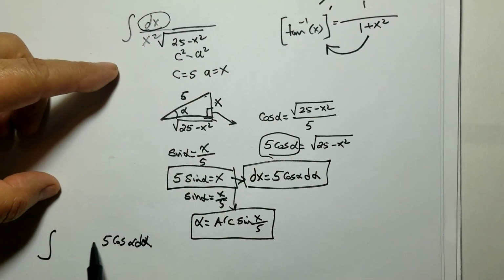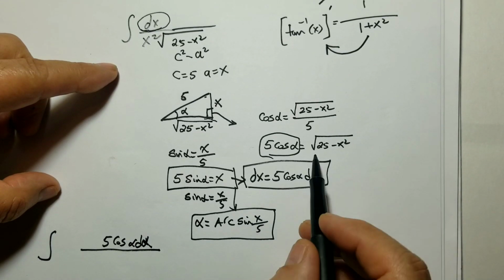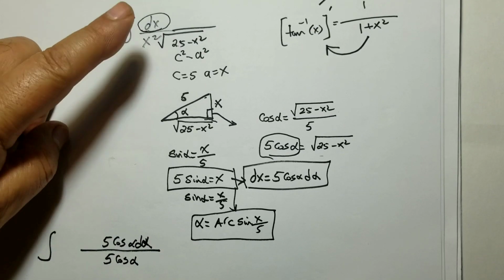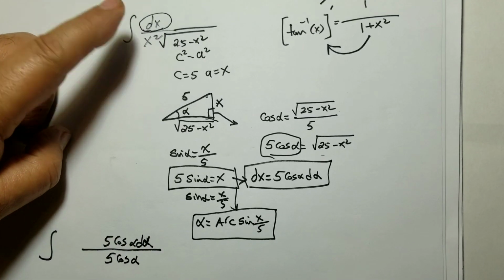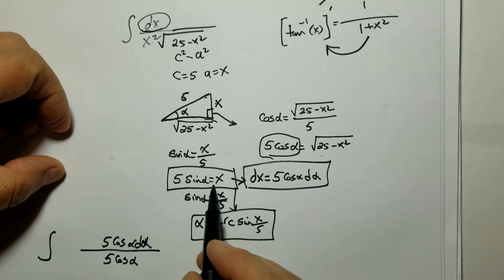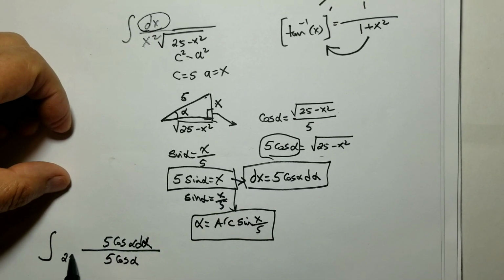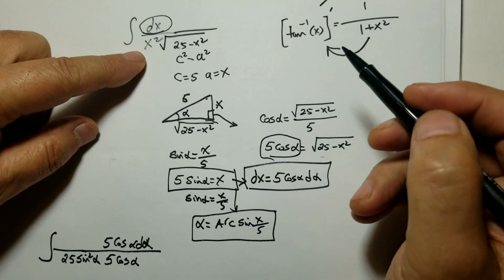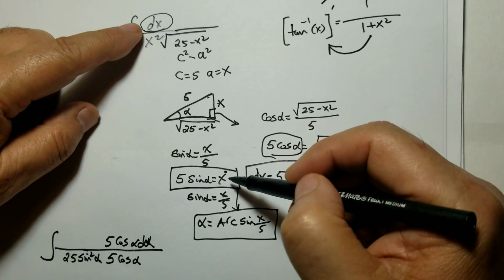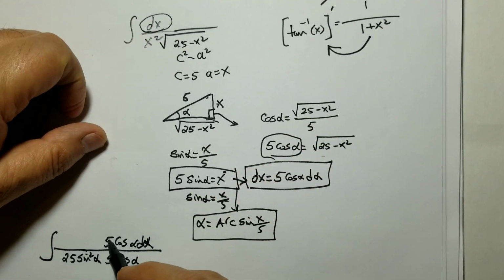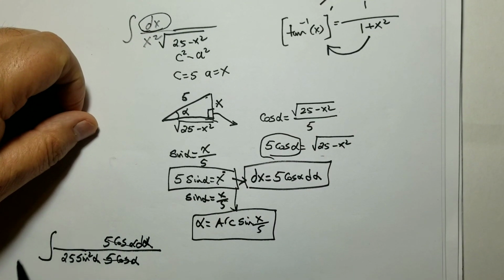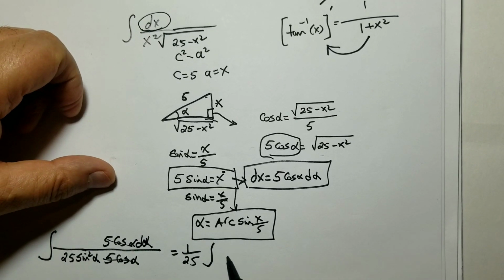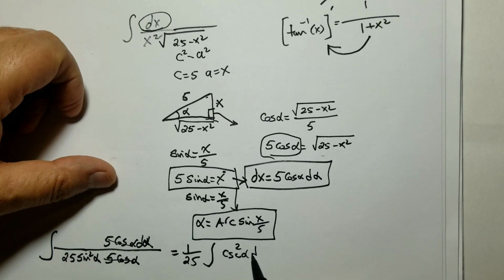Instead of the square root of 25 minus x squared, I put 5 cosine alpha. And see how easily this cancels? But don't forget I have x squared in the bottom. And what is x squared in the bottom? It is 25 sine squared of alpha. Therefore, I took care of my x squared, I took care of my dx, and I took care of that square root. This and this are gone. 25 can come out in the denominator, and 1 over sine squared is cosecant squared of alpha d alpha.